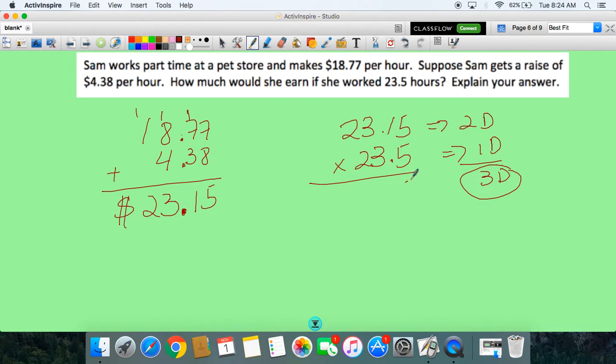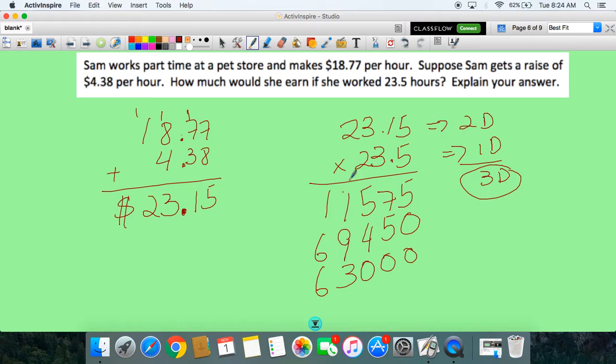Let's go. 5 and 5 is 25. Carry the 2, 7. 5 and 3 is 15. Carry the 1, 10, 11. Move 1 over. 3 times 5 is 15. Goes 1. 3 times 1 is 3. Plus 1 is 4. 3 and 3 is 9. And then 3 and 2 is 6. Move 2 over. 2 and 5 is 10. Carry the 1 is 3. 2 and 3 is 6. And 2 and 2 is 4.